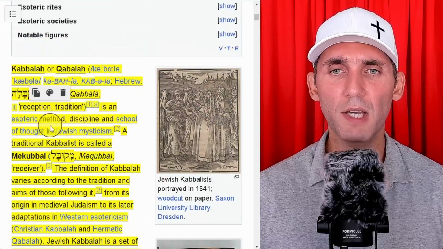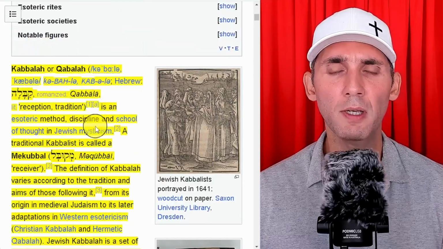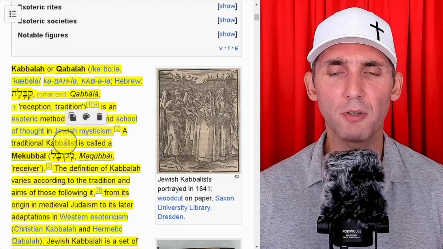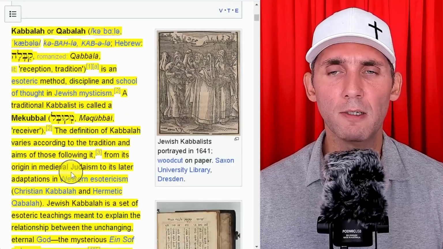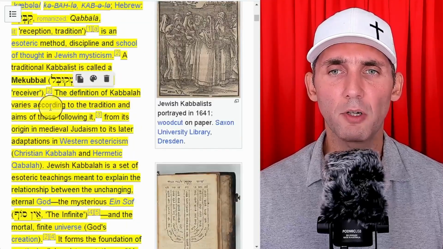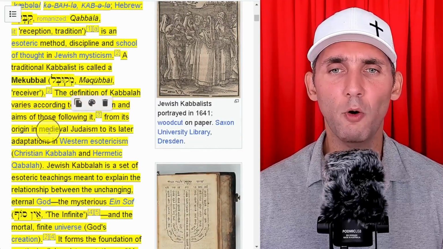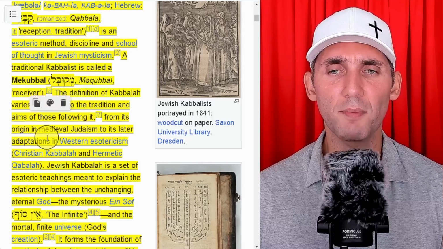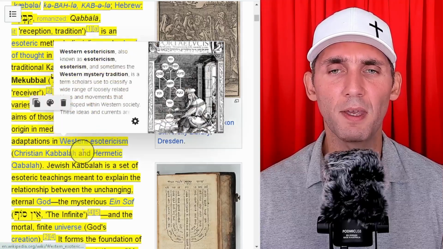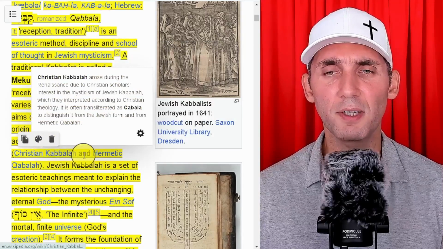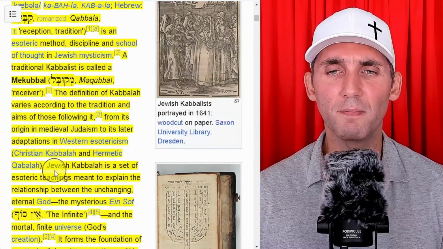Kabbalah is an esoteric method, discipline, and school of thought in Jewish mysticism. A traditional Kabbalist is called a Mekubal. The definition of the Kabbalah varies according to the tradition and aims of those who follow it. From its original origin in medieval Judaism to its later adaptations in Western esotericism, Christian Kabbalah, if there is such a thing, Hermetic Kabbalah, and so on.